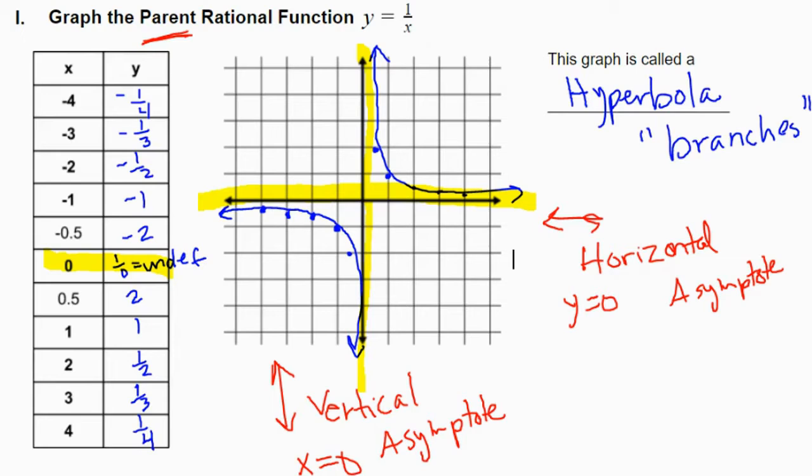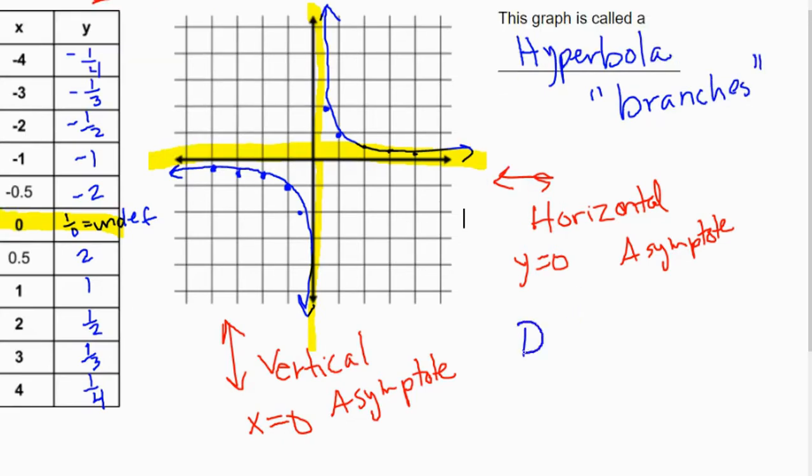So let me change my color here. Domain, remember, are all of the x values that we could put in, where this function is defined. And our domain is going to be the set of all x values such that x does not equal 0. Because remember, I can't have x equal 0 because it creates an asymptote. I have a place where the graph is not defined.